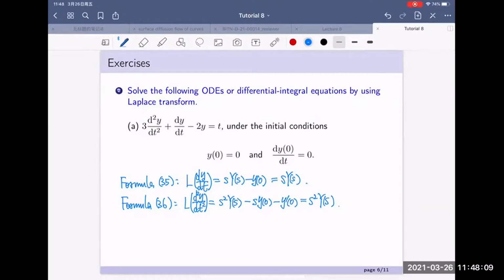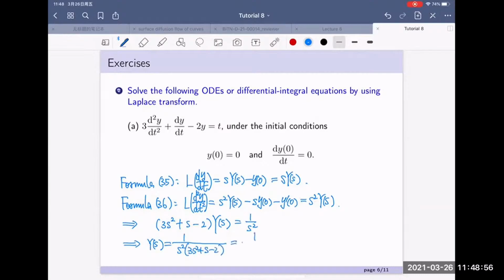Now you apply this Laplace transform to the whole equation. So you get 3 times s squared plus s minus 2 on the left side. On the right side, you get the Laplace transform of t, which is 1 over s squared. If you apply Laplace transform to the equation, you immediately get this result. From this result, you can solve for capital Y.